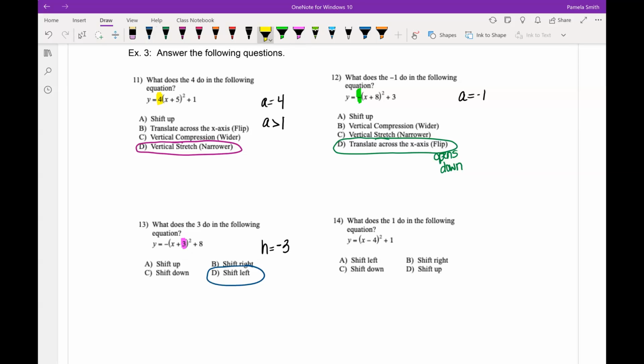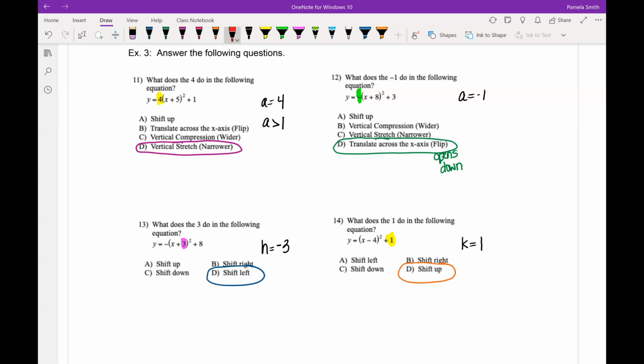And in this one, what does the 1 do? And when we're talking, I meant this 1 at the end here. I should have been more specific on that one or changed the numbers. Which means that k is 1 in this case. Does that shift left, shift right, shift up, shift down? And this one is going to be a shift up.